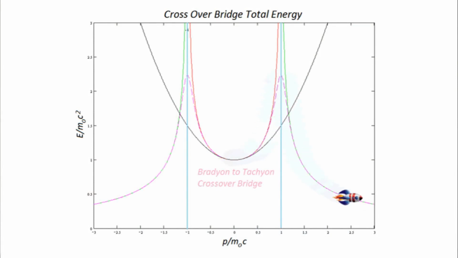So what this means is that the rocket ship will speed up and then smoothly cross over the light barrier. Now, the interesting thing about this is that we can have a large value to transition the light barrier, but it's finite. It's not infinite.